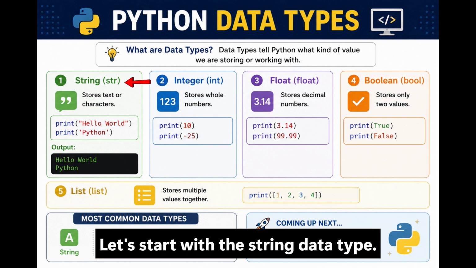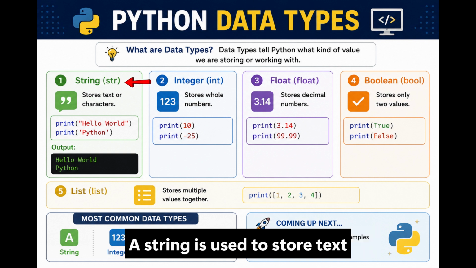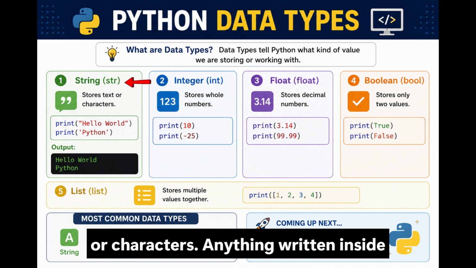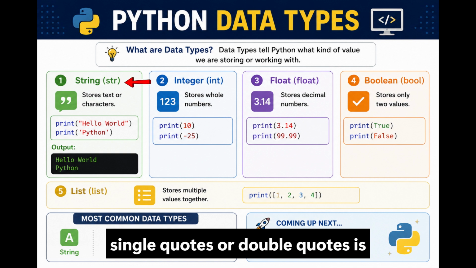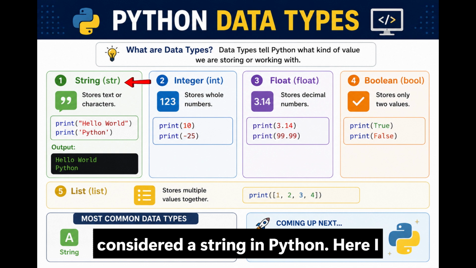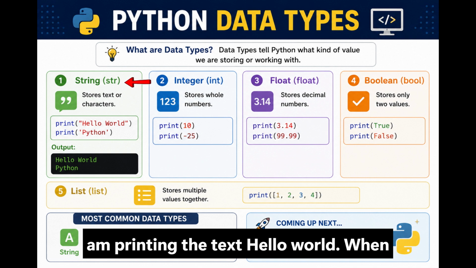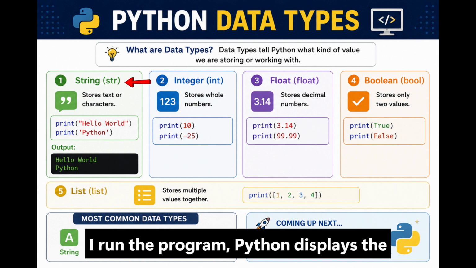Let's start with the string data type. A string is used to store text or characters. Anything written inside single quotes or double quotes is considered a string in Python. Here I am printing the text "Hello World." When I run the program, Python displays the text exactly as written.